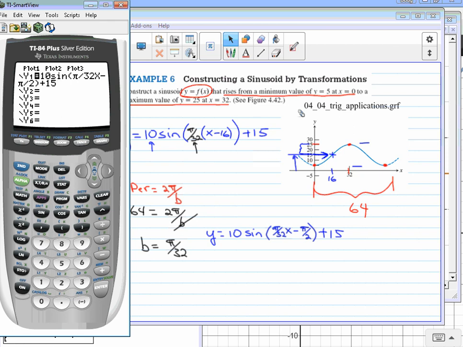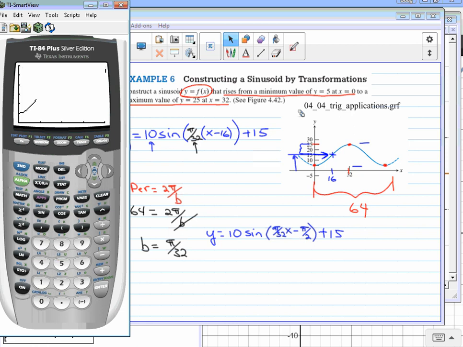I'm going to go from 0 to 64. We'll just see one cycle of it for my x's. So when I hit my window, I'm going to go from 0 to 64. I'm going to do my scale of 16. So 16, 32, 48, 64, x scale of 16. Y minimum of 0 is fine. Y max, let's go to 30, so we can see the whole thing up there. And they were going by 5s. We'll go by 5s in the Y scale.